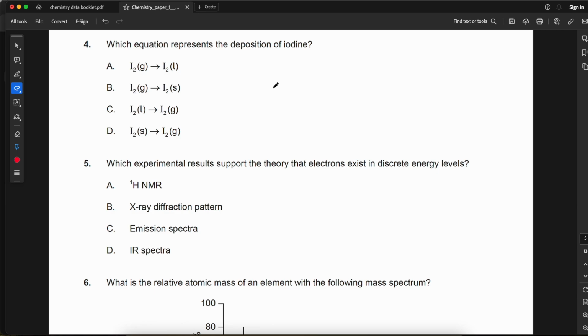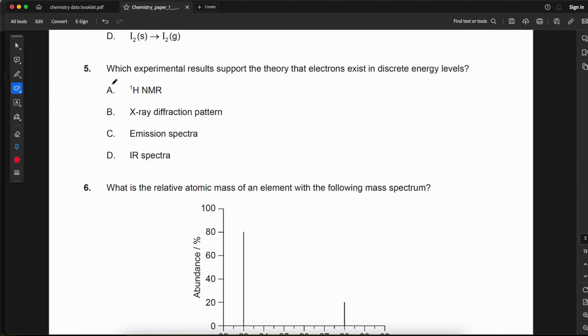Which equation represents the deposition of iodine? The process of deposition involves the direct transition of a substance from the gas phase to the solid phase. So the answer would be B.